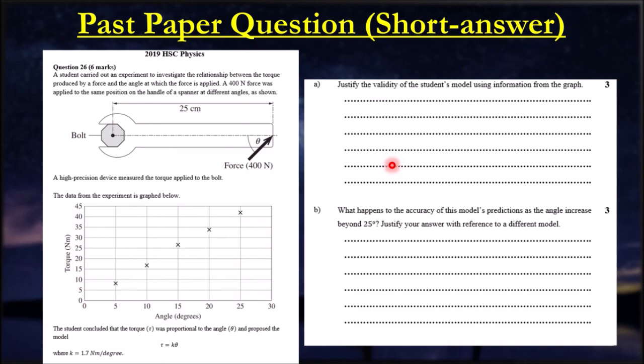Okay, so we've reached the end of our lesson for today. This is a question from the 2019 HSC physics paper, which asks you to justify the validity of the student's model using the information of our graph here, and what happens to the model's accuracy as we increase beyond 25 degrees. I'll let you have a think about that. There is an explanation video on it. Links will be in this video as well, but that's what you need to do.